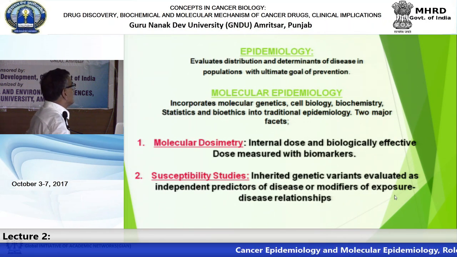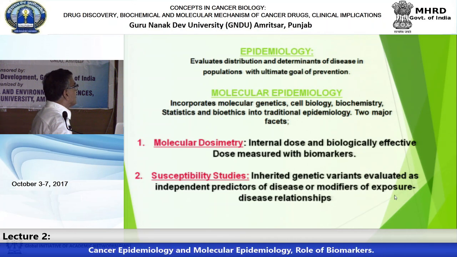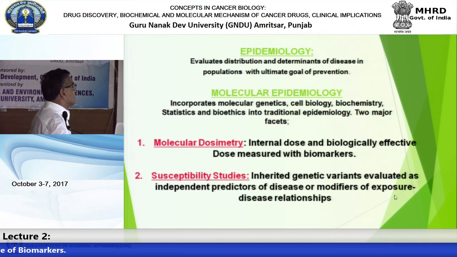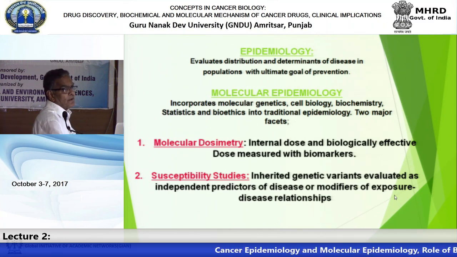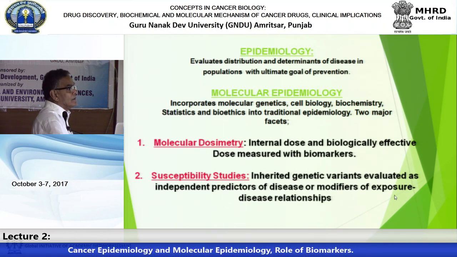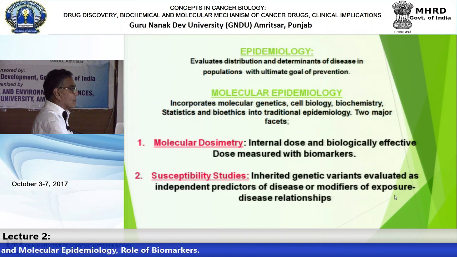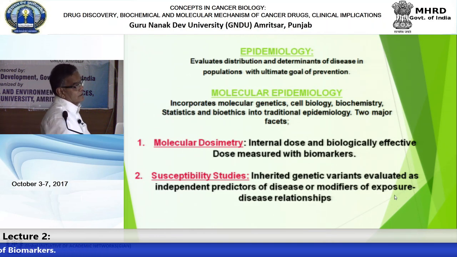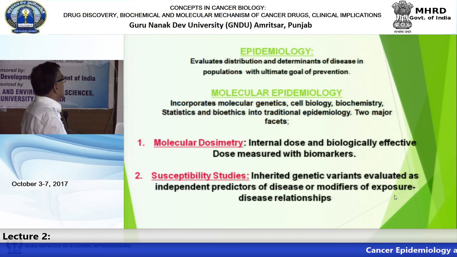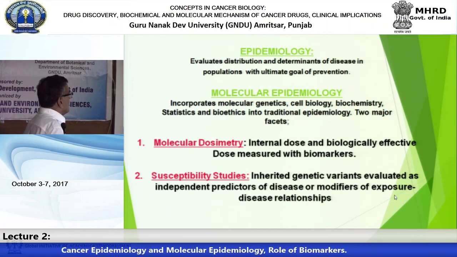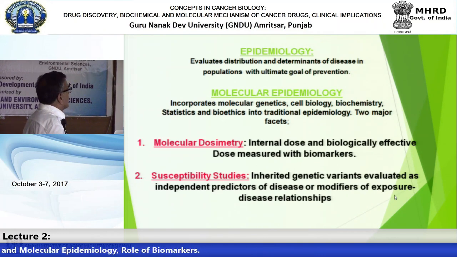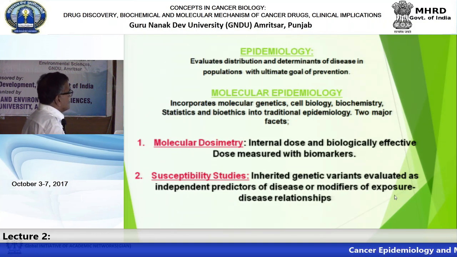And then molecular dosimetry. So molecular epidemiology will also include molecular dosimetry. That is, what is the internal dose that is biologically effective? It's very similar to what all of you are doing in this department, looking at the chemistry or the biochemical profiling of the dosimetry. Susceptibility studies are the ones where there are any genetic changes, genetic variants, that have a disease relationship.